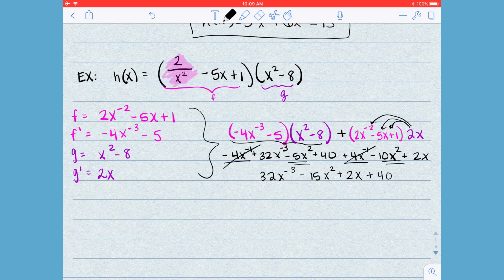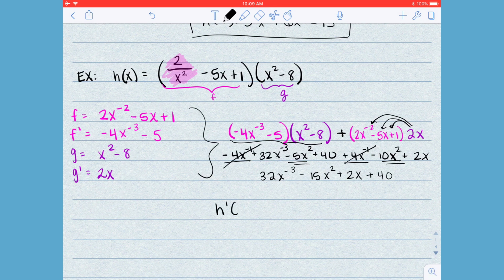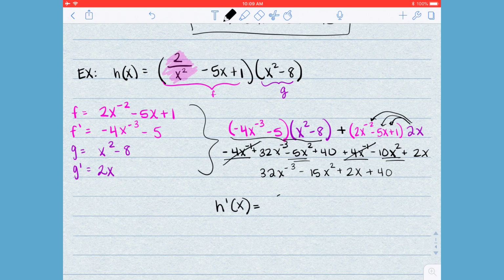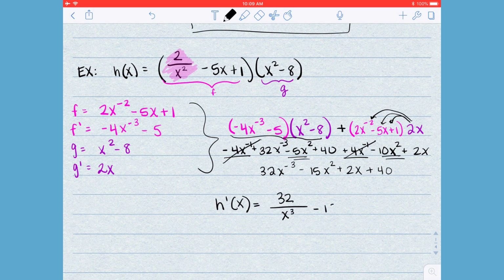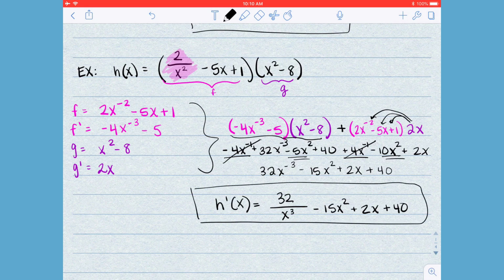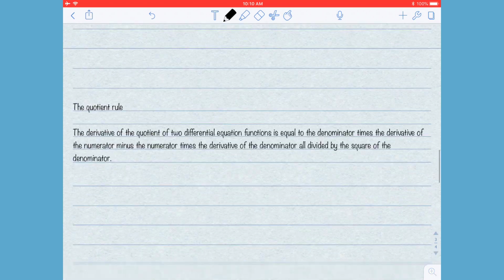And because I want to make sure that I write the final derivative in its simplest form, I'm going to go ahead and get rid of my negative exponent. So I have 32 over x to the positive third minus 15x squared plus 2x plus 40. And there is your final derivative answer. And that is how we utilize our product rule.